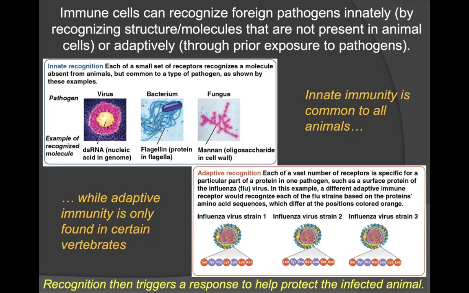In adaptive immunity or adaptive recognition, there will exist a vast number of receptors that are specific for a particular part of a protein on a pathogen. An example is the body being able to detect a surface protein of the influenza virus. In this example, as seen below, a different adaptive immune receptor would be present within the body to recognize each of the flu strains based on their protein amino acid sequence. Note that each of the strains differs at the positions that are colored in orange. Recognition will then trigger a response to help protect the infected animal.